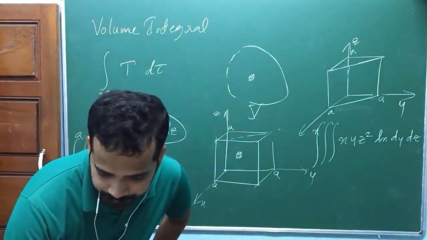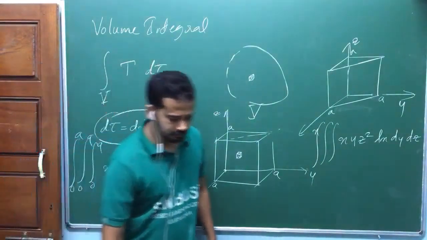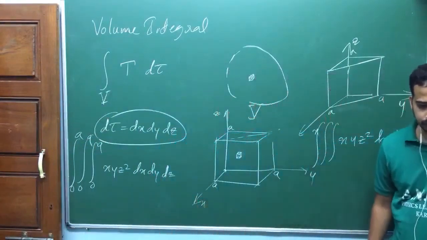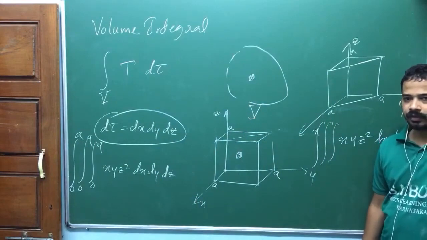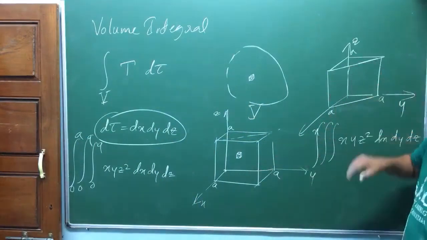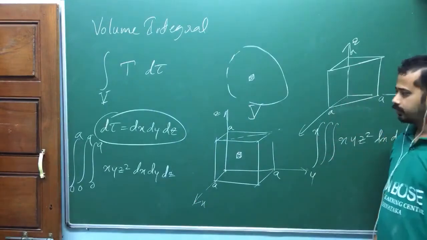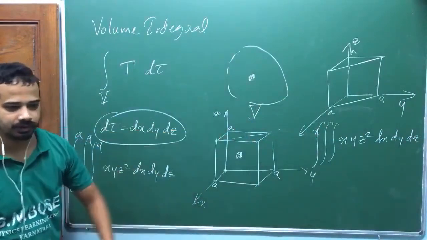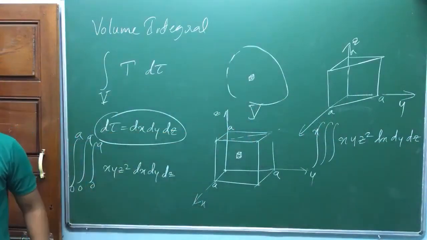Yes, speak out. Sir, can you please explain once in this last figure, why we are not running 0 to A, sir? Because if you run 0 to A, 0 to A, 0 to A, that will become a cube, not this shape. This is not a cube. How can you run the same limit here and here? Not possible.